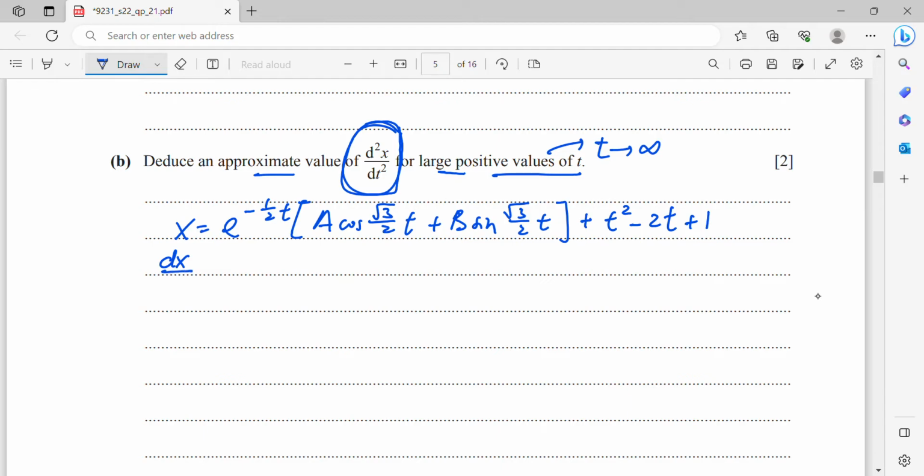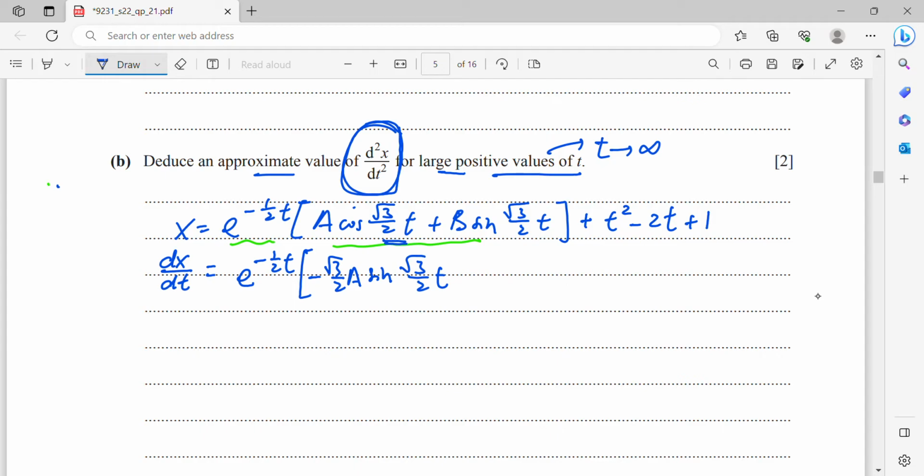So now my dx over dt. For the first part, this is u, this is v, so we need to apply the product rule in order to differentiate this. I keep the e and differentiate cos, which is negative sine. So I write negative sine of root 3 over 2 t. Then differentiating root 3 over 2 t gives root 3 over 2, together with the a, so I write root 3 over 2 a. That is how we differentiate it.